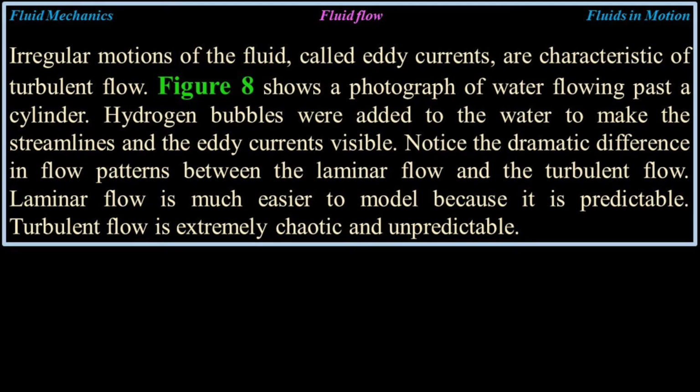Irregular motion of the fluid, called eddy currents, is characteristic of turbulent flow. Figure 8 shows a photograph of water flowing past the cylinder. Hydrogen bubbles were added to the water to make the streamlines and the eddy currents visible. Notice the dramatic difference in flow patterns between the laminar flow and the turbulent flow. Laminar flow is much easier to model because it is predictable. Turbulent flow is extremely chaotic and unpredictable.